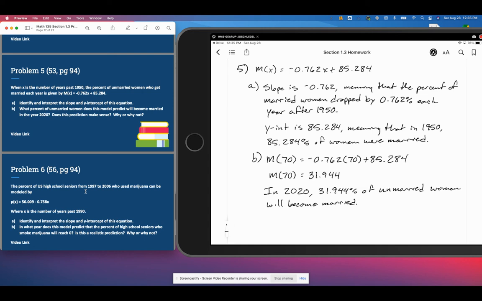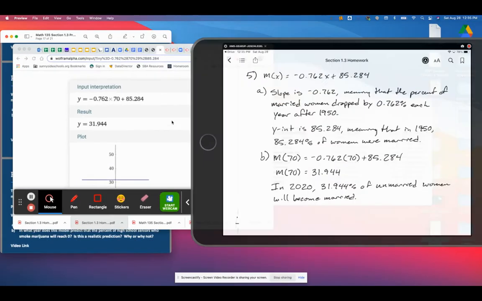So if you've got an unmarried friend out there, the chances based on this model that that person will become married in 2020 is about 30% or about 1/3. So this is saying that 1/3 of unmarried women would become married in 2020 based upon this model. How accurate is that? I'm not sure. It's just a math problem.